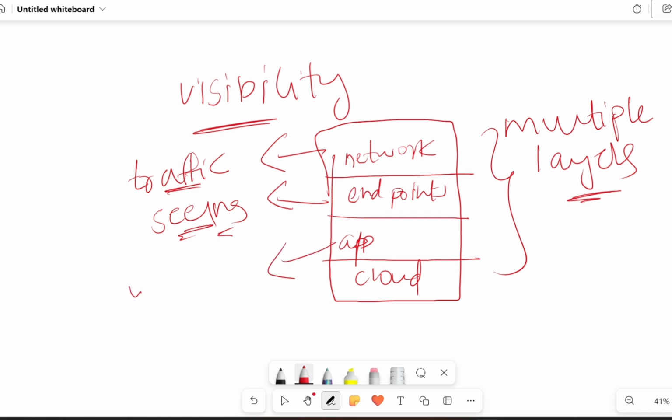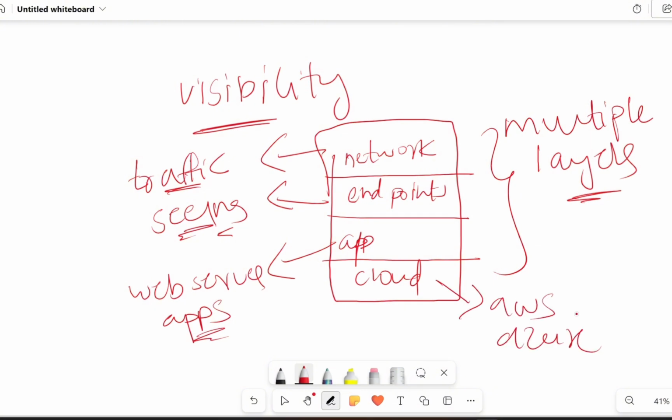Then we move into application. Web servers, databases, authentication systems, the software people use every day. And finally, cloud visibility. AWS, Azure, Google Cloud. Because modern attackers don't care whether your server lives in a rack downstairs, or a data center on the other side of the world. If it's part of your environment, the SOC needs visibility into it. And here is the important part. Attackers only need one layer to be missing.